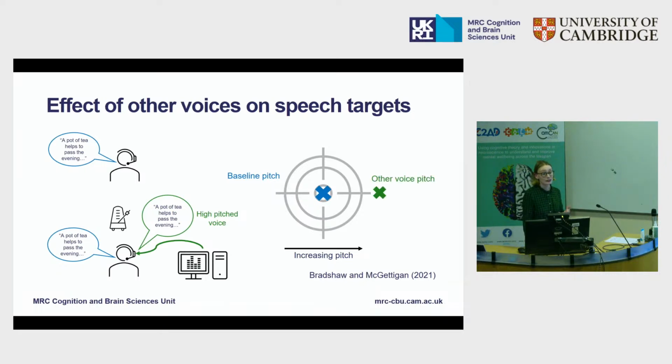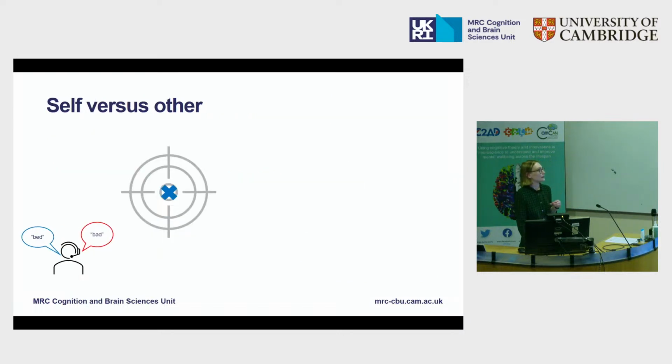And what I found was that during the synchronous speech task, participants tended to increase the pitch of their voice in order to converge to or imitate the other voice. And this was all unconscious, so there was no explicit instruction to do this. And I want to just highlight at this point, therefore, that there seems to be a difference in the way that the brain is responding to a self voice versus another voice.